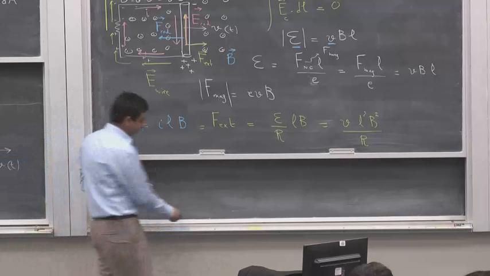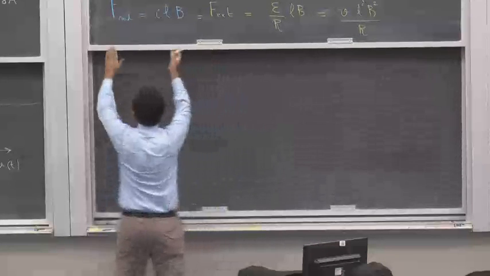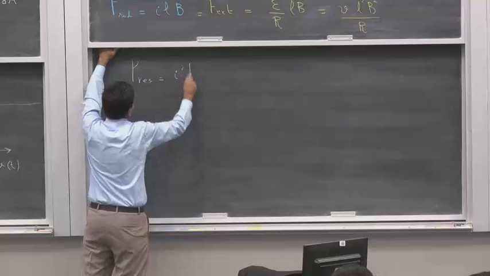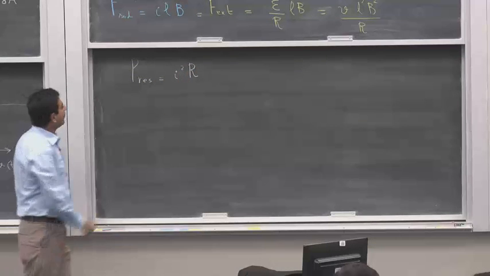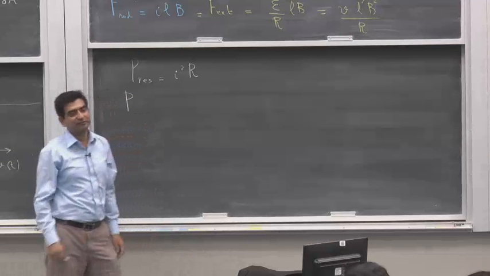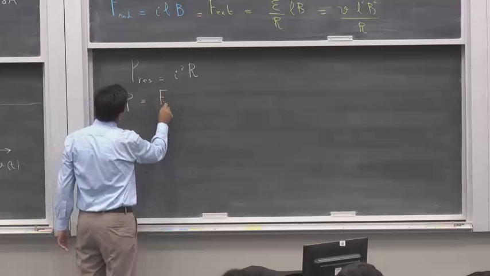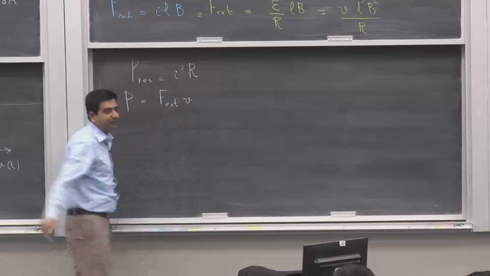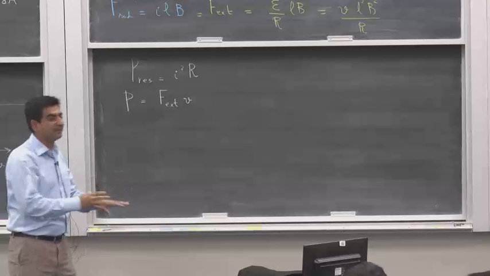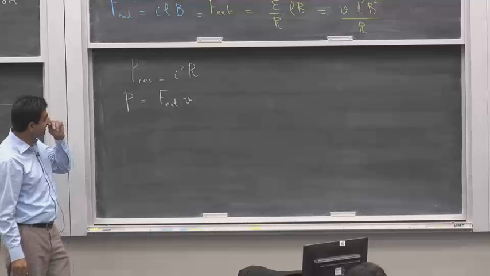Now remember, the power dissipated inside this resistor is I squared R. What's the power that is input to this circuit? The power that is input to this circuit is given by the external force that is applied times the speed, right? Power is force times speed. So the external power that is delivered to the circuit by mechanical means is given by this, F external times v.